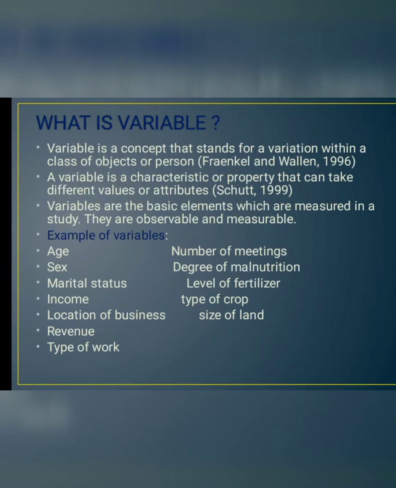A variable in research simply refers to a person, place, thing, or phenomenon you are trying to measure in some way. Examples of variables are age, sex, marital status, income, location of business, revenue, type of work, number of meetings, degree of malnutrition, level of fertilizer, type of crop, and size of land.